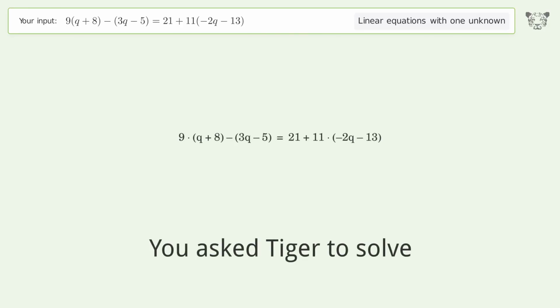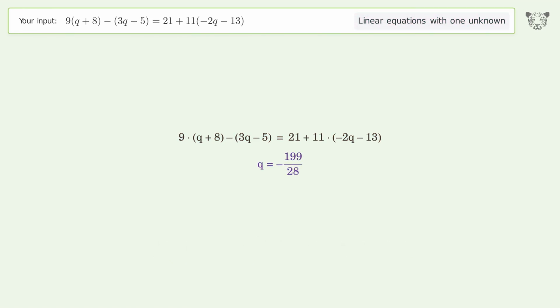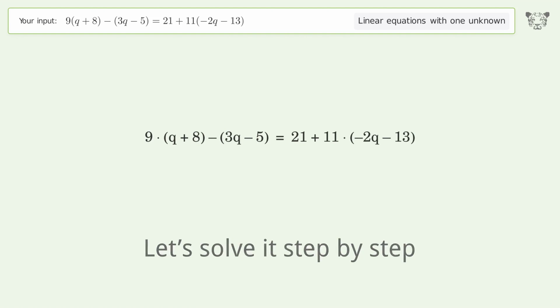You ask Tiger to solve. This deals with linear equations with one unknown. The final result is q equals negative 199/28. Let's solve it step by step.